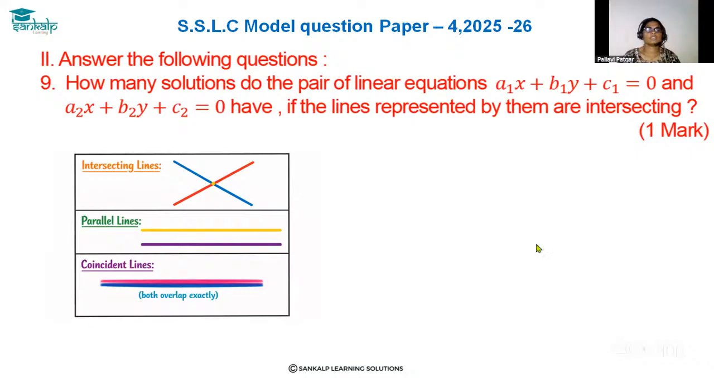Hello everyone. Second main, answer the following question. Look at the question number 9. How many solutions do the pair of linear equations a1x plus b1y plus c1 is equal to 0 and a2x plus b2y plus c2 is equal to 0 have if the lines represented by them are intersecting?